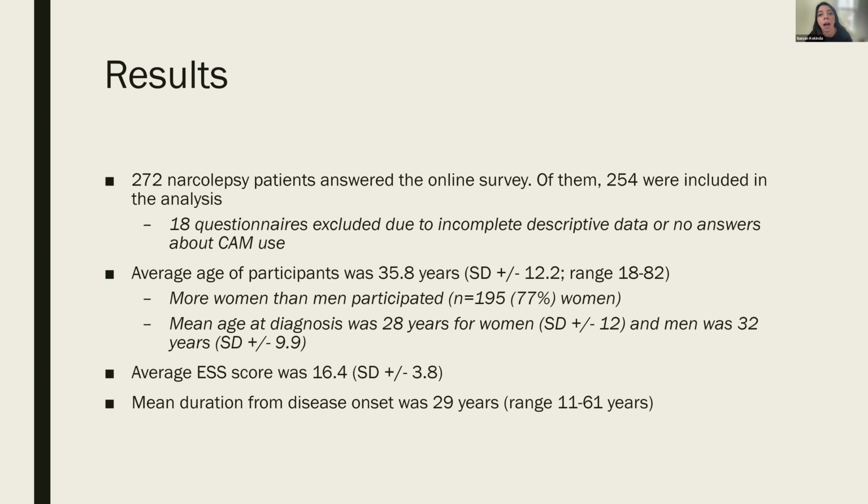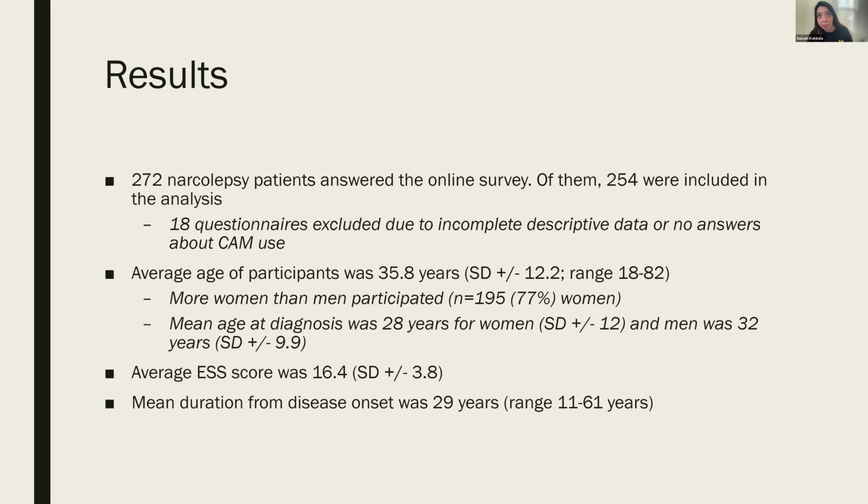Okay, so results of the study. Out of the thousands of patients that they did reach, 272 patients filled out the online survey. Of that, they used 254. 18 of those questionnaires were excluded because certain data was missing.